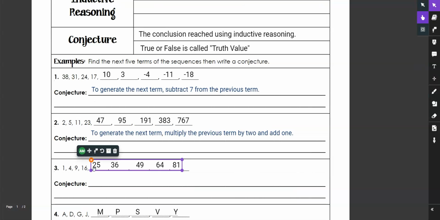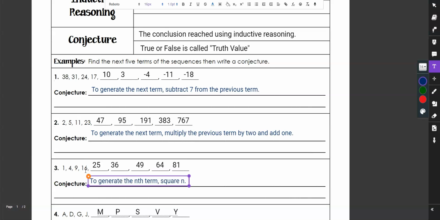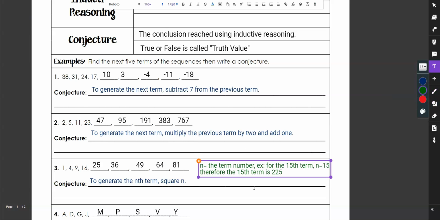Number 3, our pattern is 1, 4, 9, 16, 25, 36, 49, 64, 81. What's the pattern? These numbers are all perfect squares, so to generate the nth term, square n, where n is just the number of terms, so the term number. Now I went ahead and included a little note here to say that n is the term number. For example, for the 15th term, n equals 15. Therefore, the 15th term is 225.